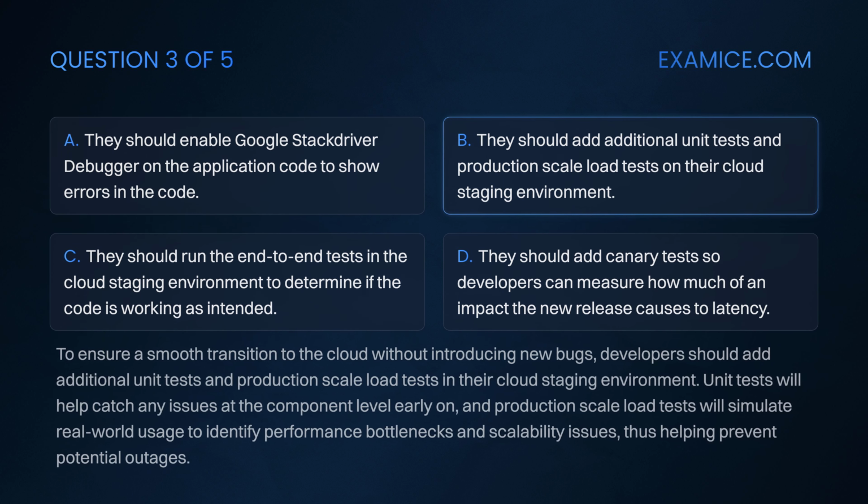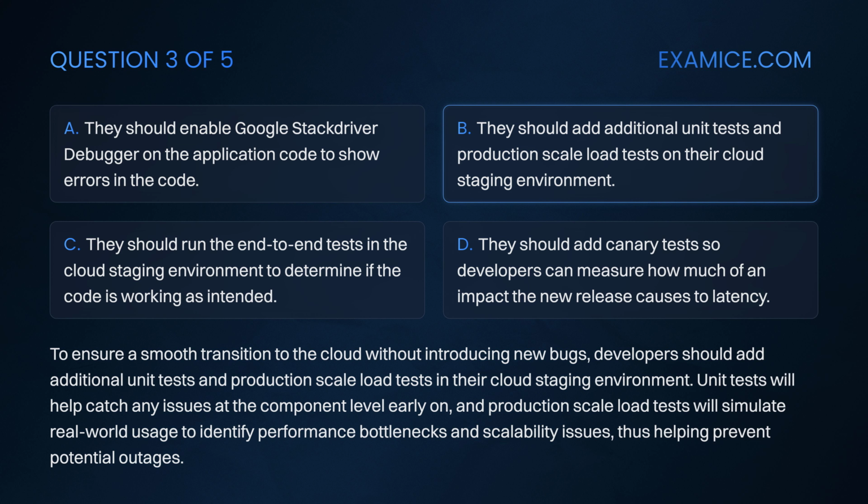To ensure a smooth transition to the cloud without introducing new bugs, developers should add additional unit tests and production scale load tests in their cloud staging environment. Unit tests will help catch any issues at the component level early on, and production scale load tests will simulate real-world usage to identify performance bottlenecks and scalability issues, thus helping prevent potential outages.